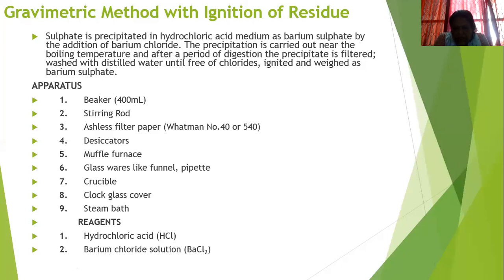There will be a box, and in the box there will be these round shaped filter papers, and different numbers will be there, like 40, 41, 42, like this up to 540, depending on the size of the pores on the filter paper. This is ashless, so if you burn this filter paper, no ash will be produced. This is one of the main apparatus or requirements for this experiment.